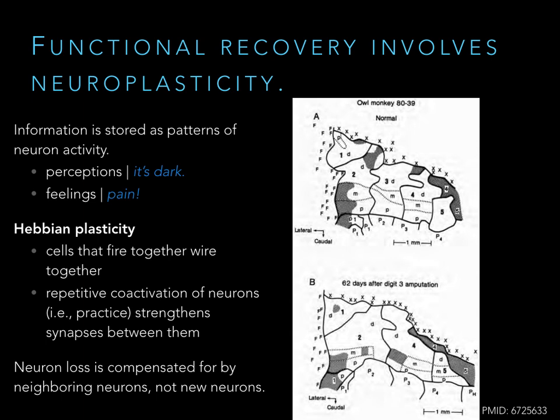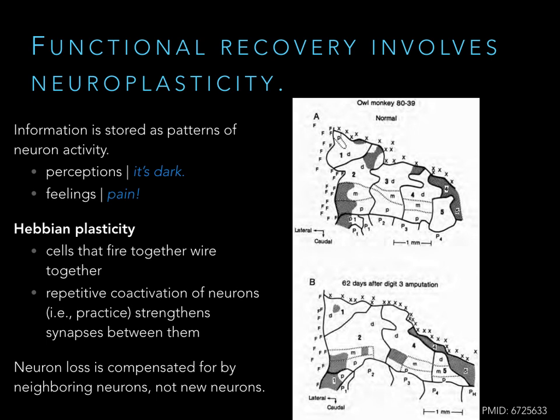So now we see it goes from 1, 2, 4, and 5. There's not a big empty area of inactivity. Neurons are able to modify their connections. And so now, rather than mapping to digit 3, since that doesn't exist, they map to either digit 2 or 4, depending on their location in the cortex.